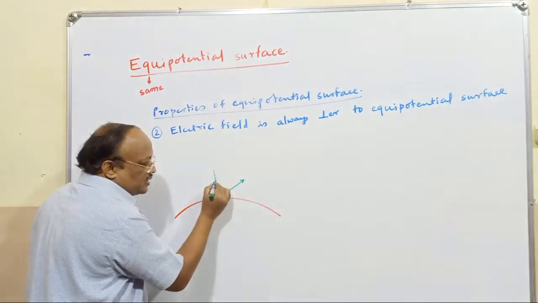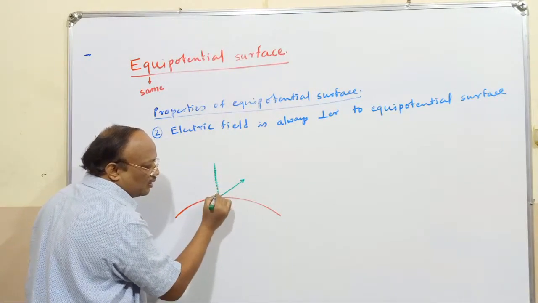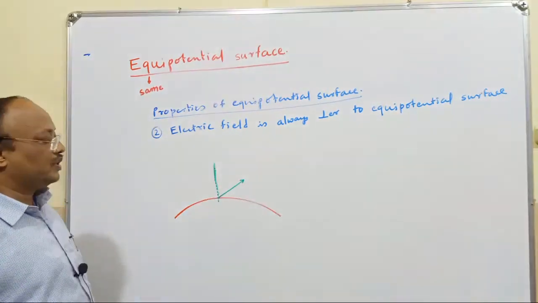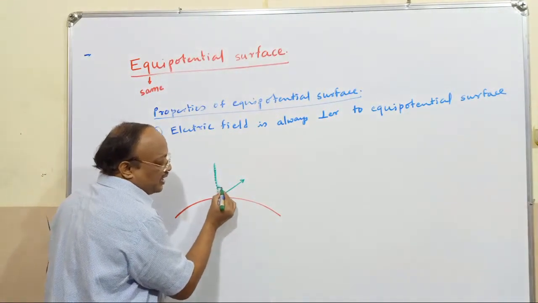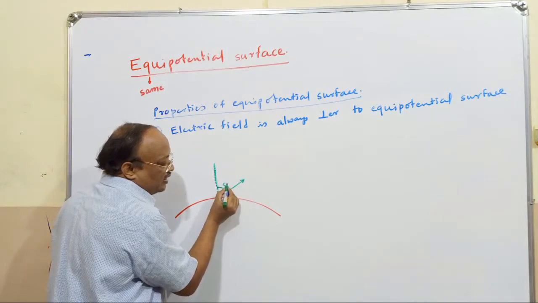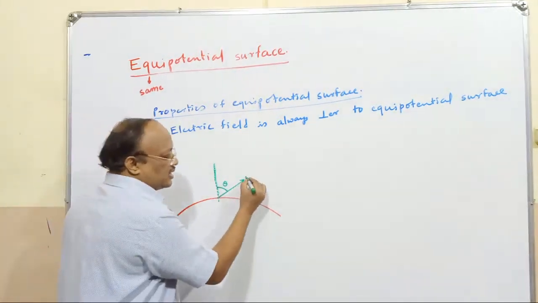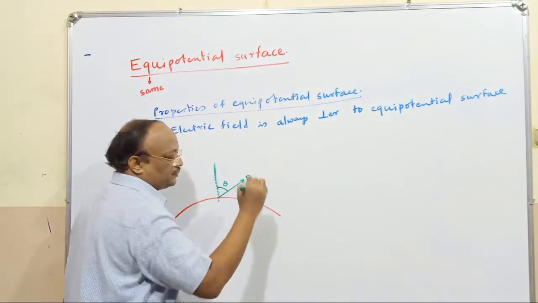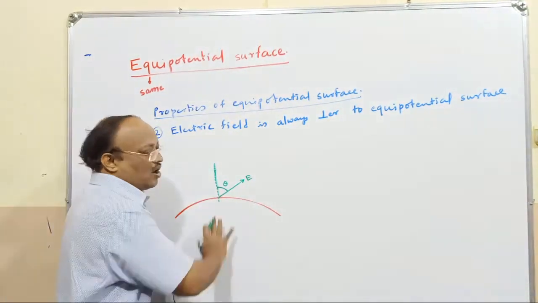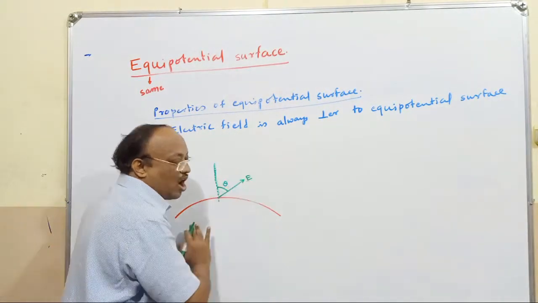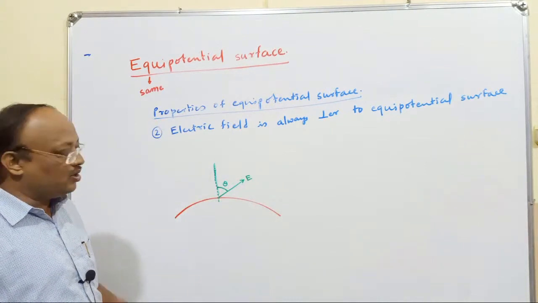So this is our perpendicular normal to this equipotential surface. It is making some angle theta with it. So this is our electric field. I have taken, for time being, the electric field is not perpendicular. It is making some angle theta to the normal.